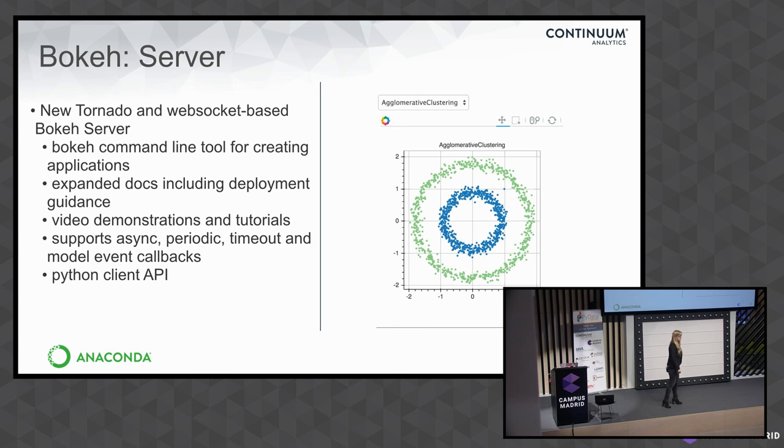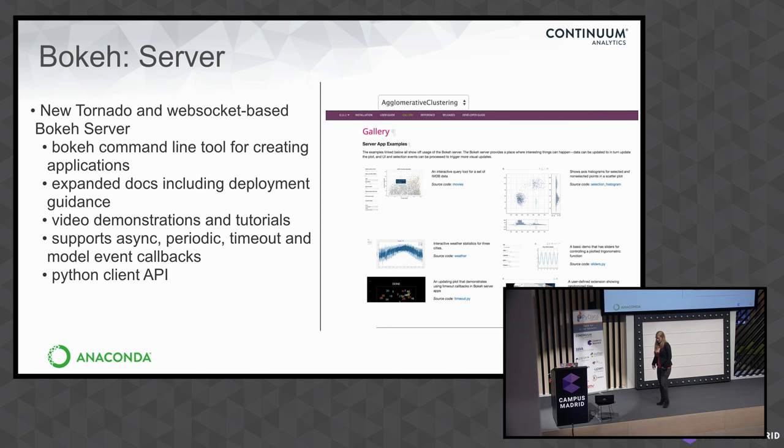So imagine building web applications that allow you to visualize different algorithms with different variables, things like that. We also have a new improved gallery with some of those server app examples, like the movie review app where you can filter by different values of movies, by rating or year, etc.